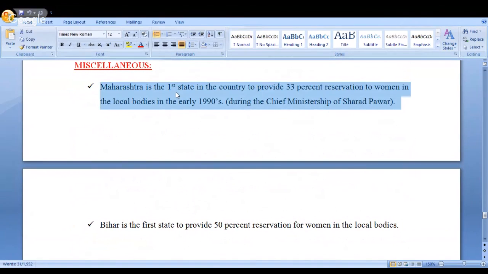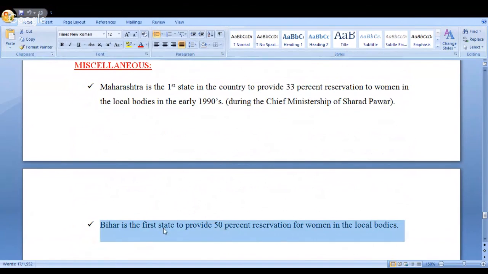Maharashtra is the first state in the country to provide 33% of the reservation to women in the local bodies. It happened in early 1990s. Okay, so meaning before it became the constitutional body. So this was done by Maharashtra, right? But with respect to 50%, look at this. Bihar is the first state to provide 50% of the reservation for women in the local bodies.